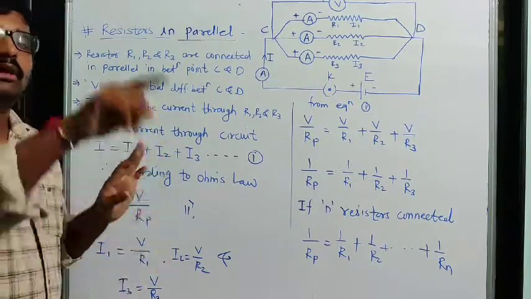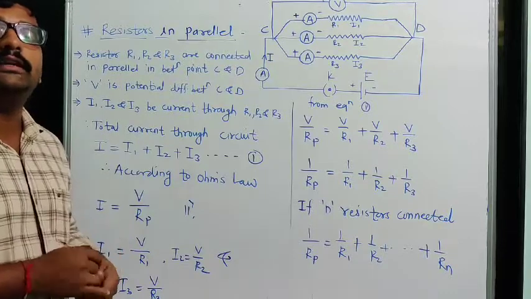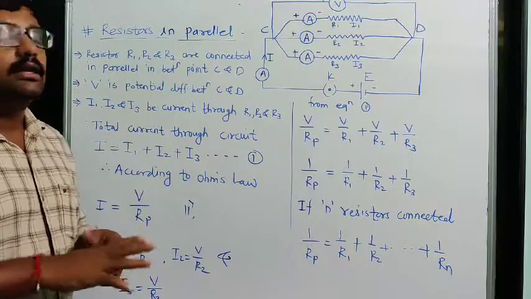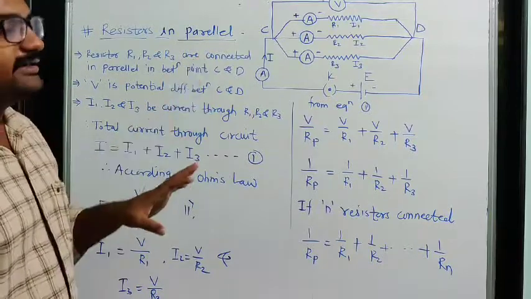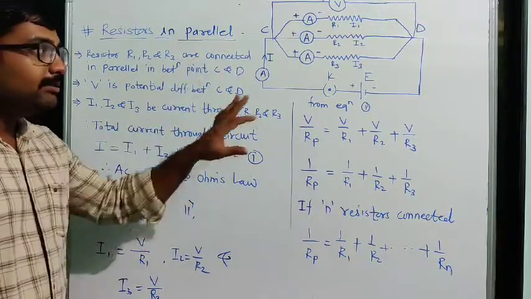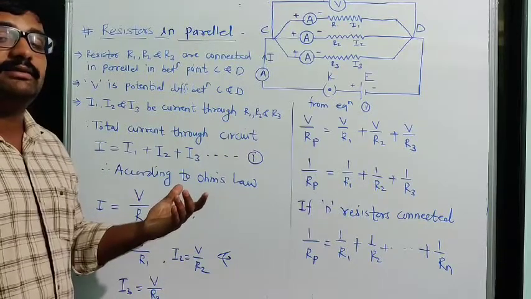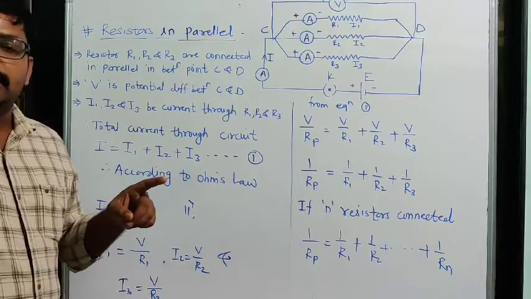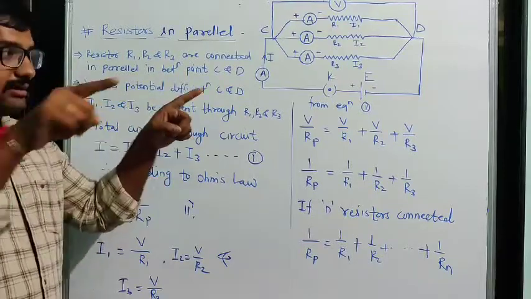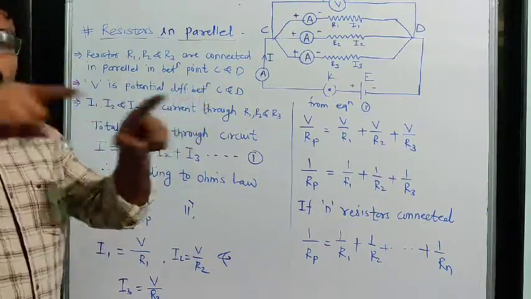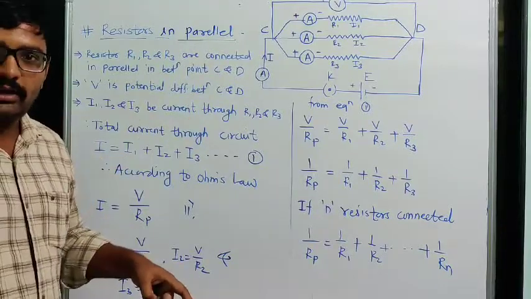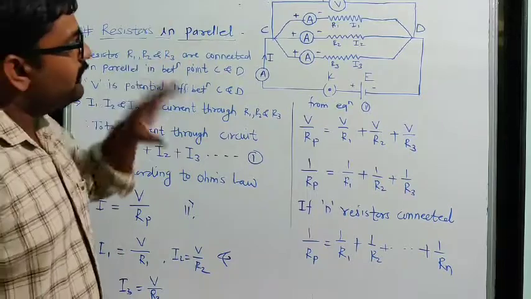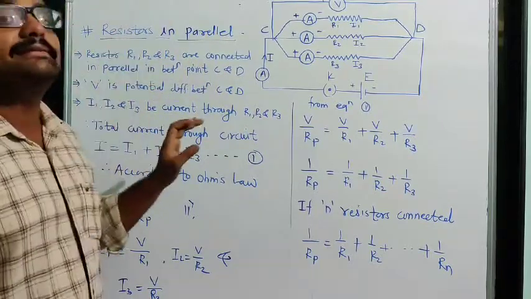Now, I told you the meaning of series. Series means in one line. If all resistors are connected in one line, as in the previous diagram for resistors in series, where all three resistors R1, R2 and R3 are connected in one straight line, then that connection is called a series connection.